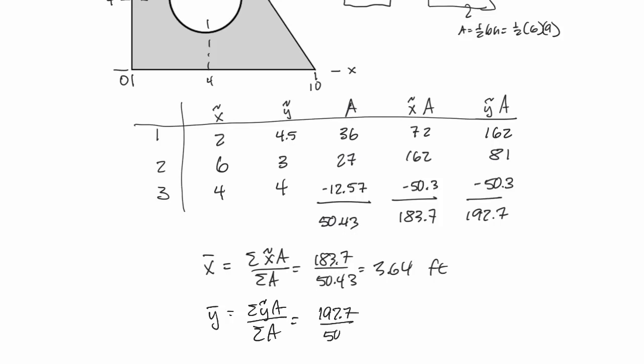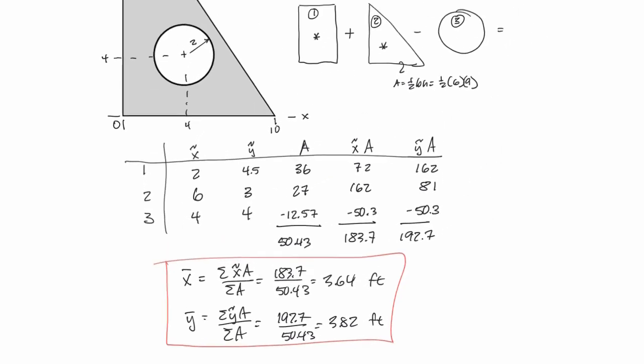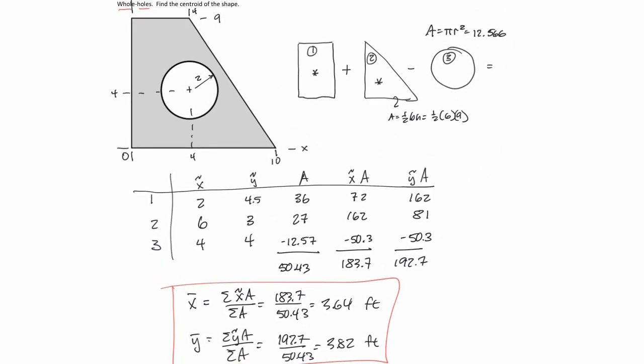192.7 over 50.43 is going to be equal to 3.82 feet. So anyway, there are our two answers, the locations of the center of gravity. We could go back and look at that and see where it's positioned on the picture, but they're both less than 4. So I guess it would be right up in here someplace. That's where the actual center of gravity of our total structure is.